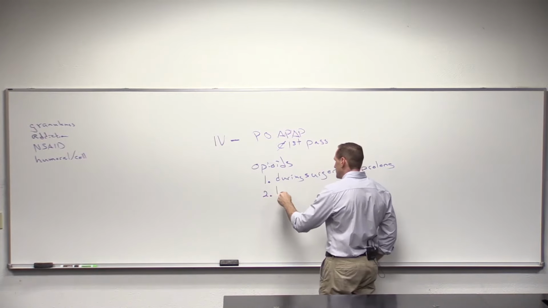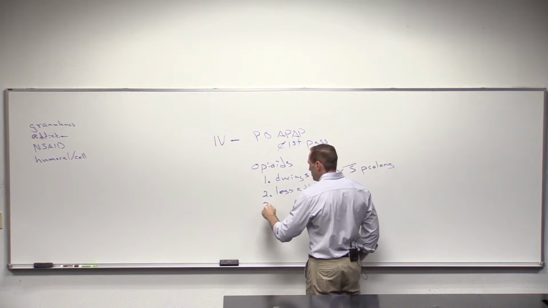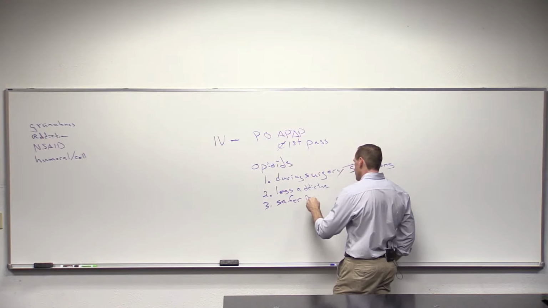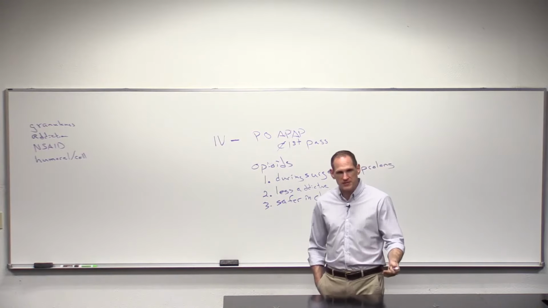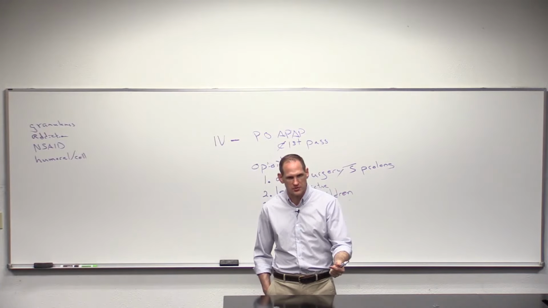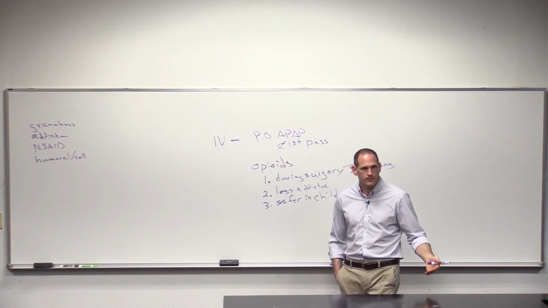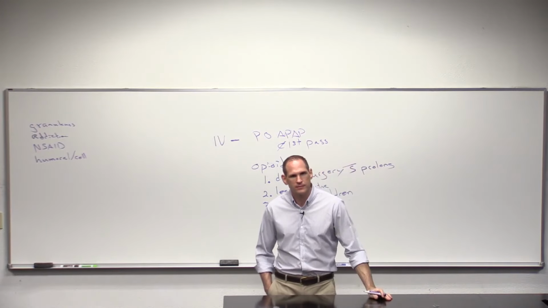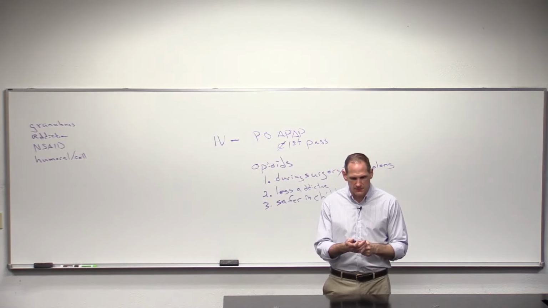Second one, it's less addictive. Third one is it is safer in children. Now, opioids in children can be given safely. However, there is an increased risk of respiratory depression when compared to adults. They're more likely to experience respiratory depression, which is more likely to be dangerous to them. When you give acetaminophen instead, you avoid that issue. So those are some of the big reasons why we're moving towards IV acetaminophen.